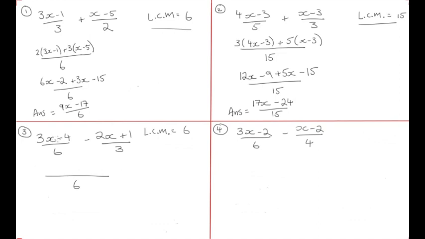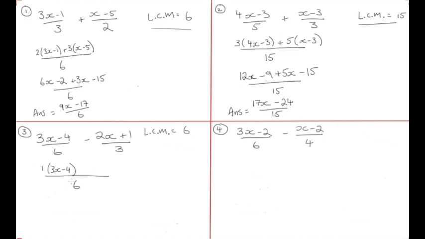Now, 3x minus 4 over 6, okay? For this 6 to become this 6, it has to be multiplied by 1, because if we multiply something by 1, it stays the same. So if this 6 is staying this 6, we are multiplying by 1 essentially. So we'll also multiply the top by 1.